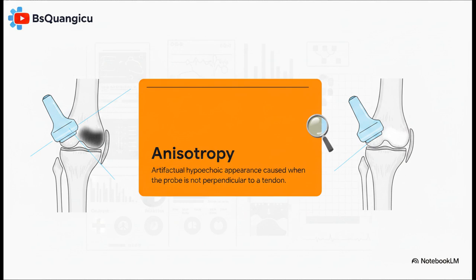It's a fancy word, but by definition, it's just an artifactual loss of signal that makes a perfectly healthy tendon look dark or hypoechoic. It basically happens when your ultrasound beam strikes the tendon at an angle instead of being perfectly perpendicular. If you don't correct your probe angle, that dark area is going to mimic a tendon tear or a fluid collection, and boom, you've got a massive false positive. We definitely want to avoid that.